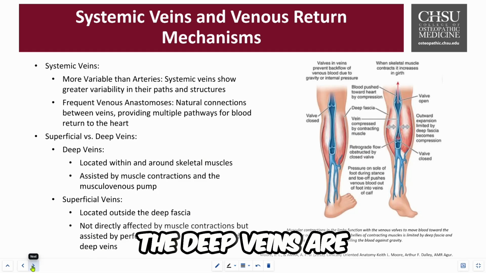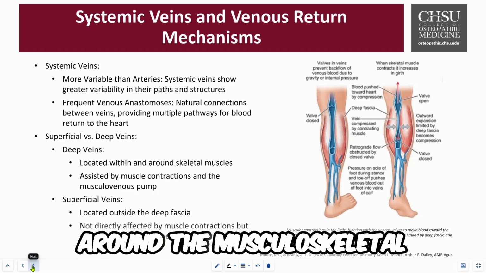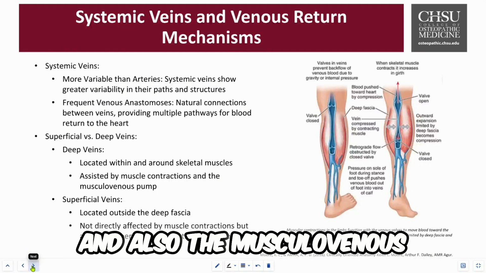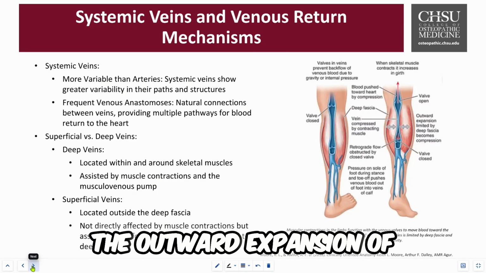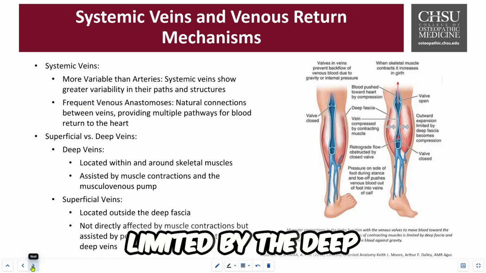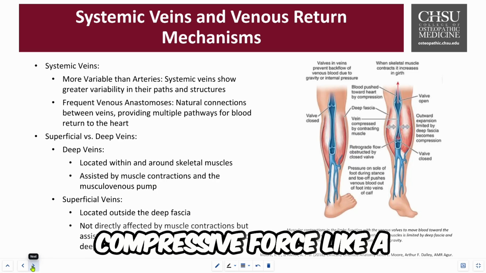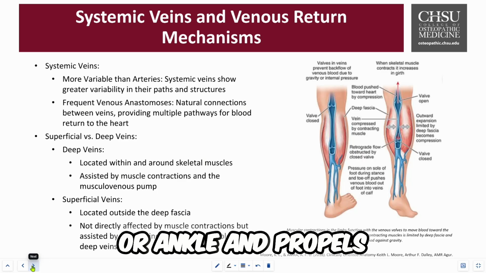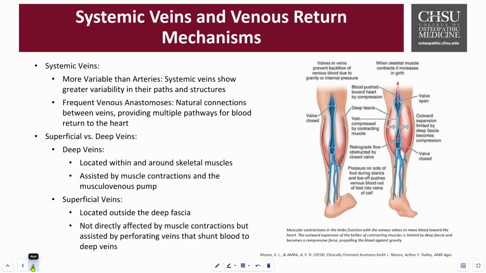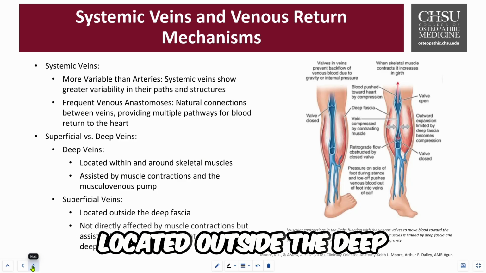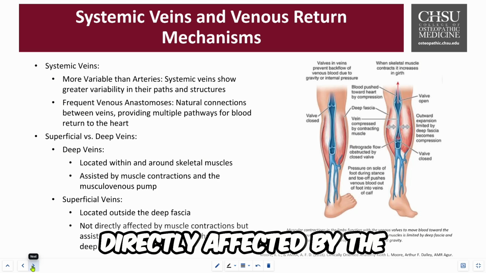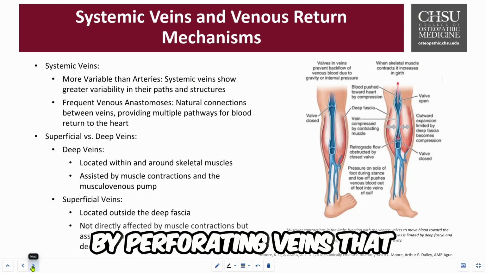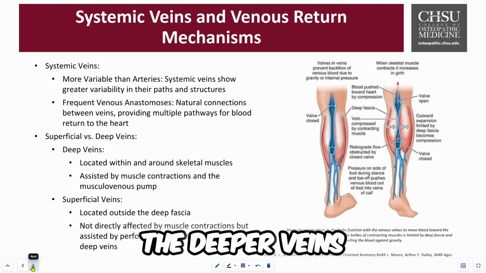The deep veins are located within the musculoskeletal regions and are assisted by muscle contraction and also the musculovenous pumps. The outward expansion of the contracting muscles is limited by the deep fascia that creates a compressive force, like a sock around your leg or your ankle, and propels the blood against gravity. The superficial veins are located outside the deep fascia and are not directly affected by muscle contraction. These are assisted by perforating veins that help shunt blood to the deeper veins.